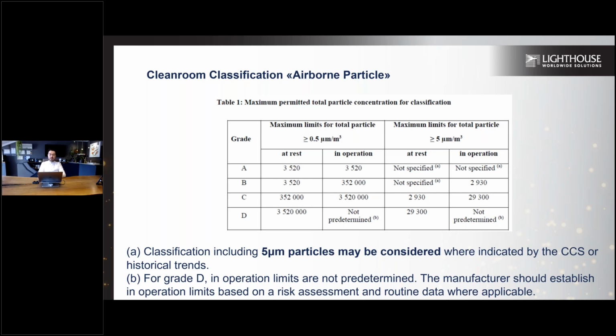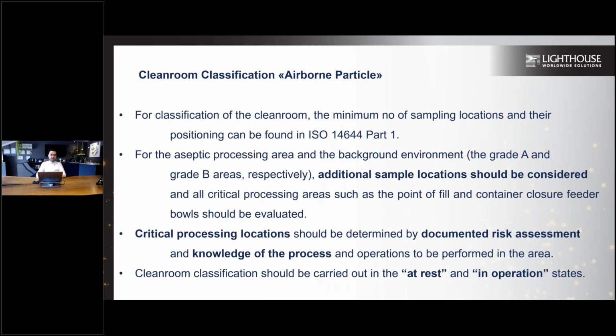For grade B, in operation limits are not predetermined. The manufacturer should establish in operation limits based on a risk assessment and routine data where applicable. If needed, if you are using grade B in operation conditions, then you can have your own limits defined in the contamination control strategy document again. The main idea behind this is to have sterile manufacturing facilities for Annex 1 used for non-sterile applications, which maybe in the future, the same Annex 1 would be used for the sterile and non-sterile production as well.